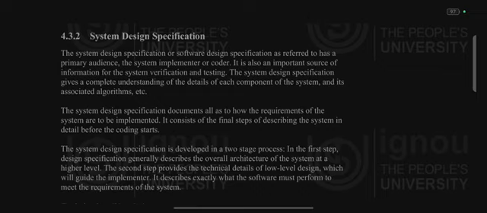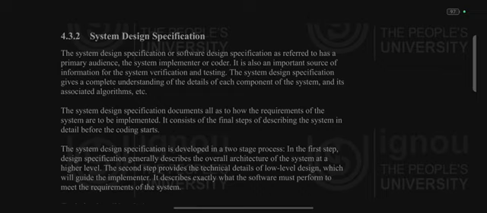It is also an important source of information for system verification and testing. The system design specification gives a complete understanding of the details of each component of the system and its associated algorithms, etc. It documents how the requirements of the system are to be implemented. It consists of the final steps of describing the system in detail before the coding starts.